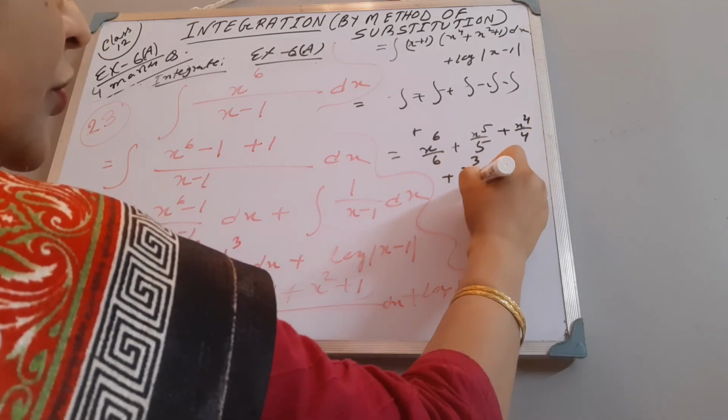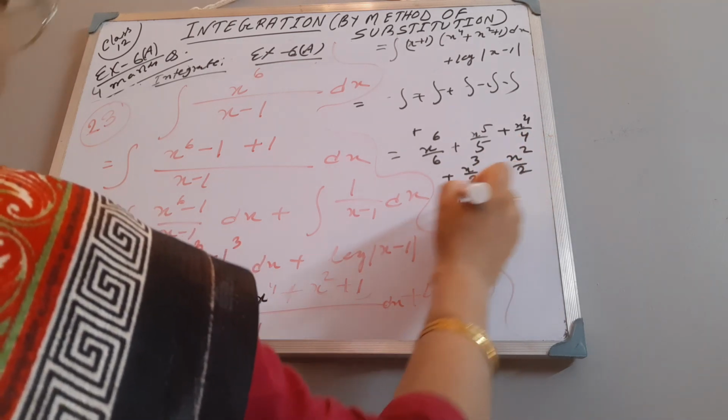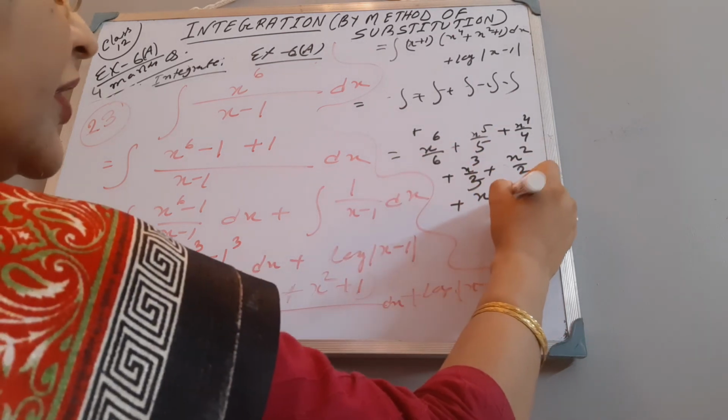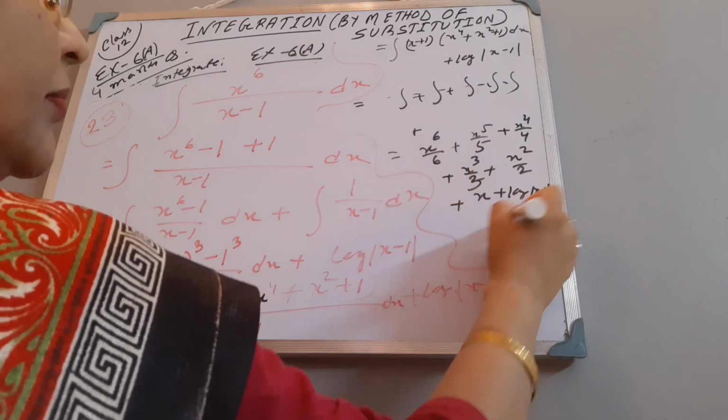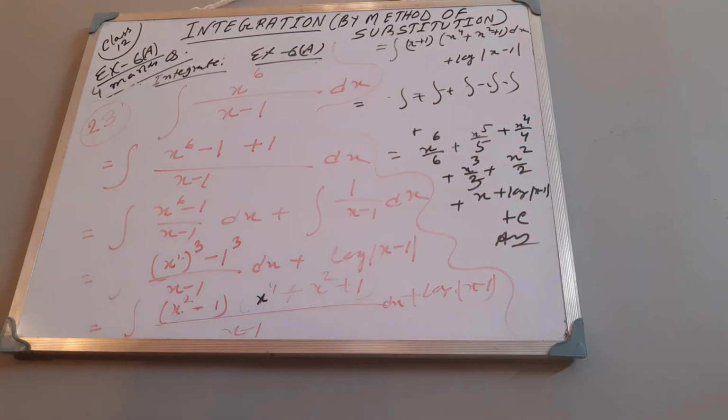Do this part on your own. It's very simple. That is x plus log x minus 1 plus c. That will be the answer. This expansion part do on your own. Very simple part. 6, 5, 4, 3, 2.